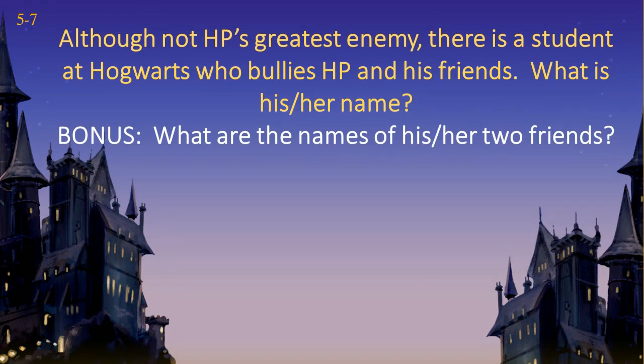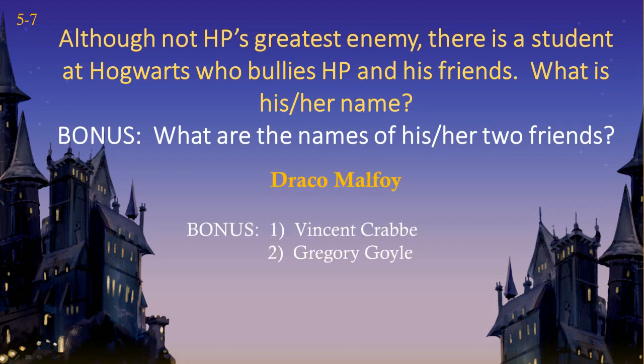Although not Harry Potter's greatest enemy, there is a student at Hogwarts who bullies Harry and his friends. That is Draco Malfoy. And Draco's friends include Vincent Crabbe and Gregory Goyle. What are the names of the antagonist's 2 friends, Vincent Crabbe and Gregory Goyle?